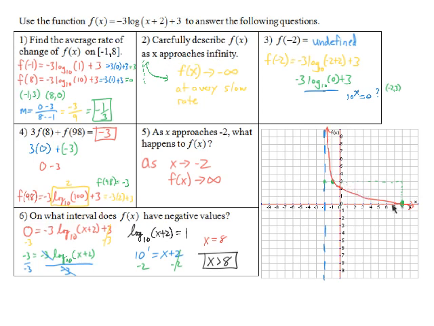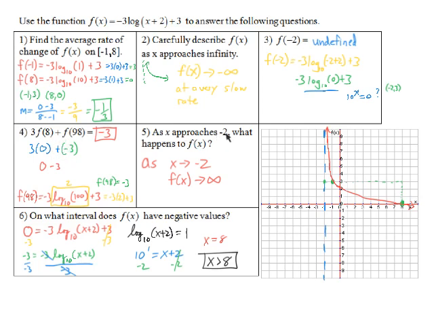So as x approaches infinity, aren't we decreasing very, very slowly? -2 isn't undefined. Isn't that the asymptote? F of 8, wasn't that 0? And f of 98 is -3. The graph doesn't really help me with this. So this one's kind of like you can't really use the graph.